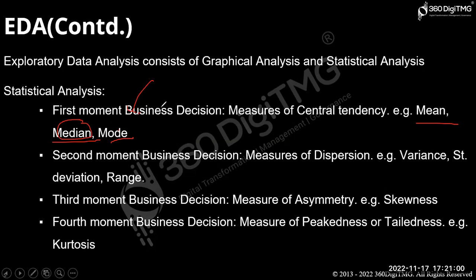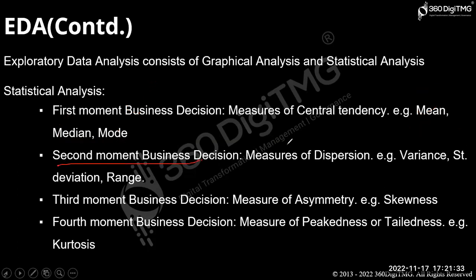Normally, when you have extreme values in your data, or outliers, in that case we will go with the median because it won't affect our analysis. But when you don't have outliers, in that case we will go with the mean. The mean will be affected when you have extreme values. That is the reason we go with the median when you have outliers, and the mean when you don't have outliers. And then we will have the second moment business decision.